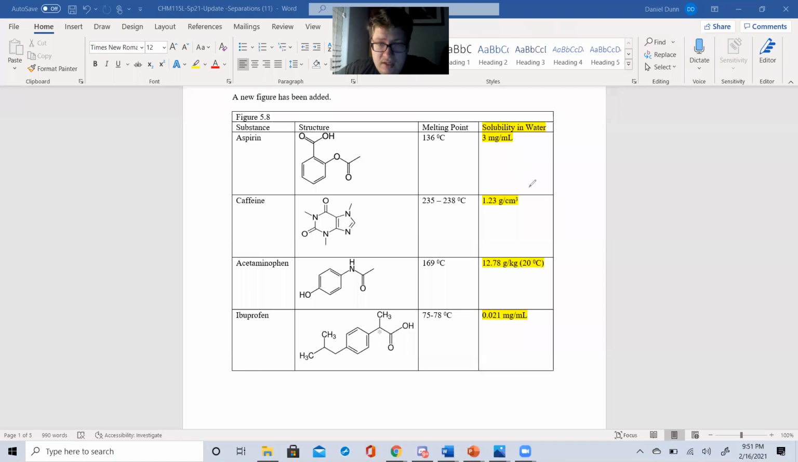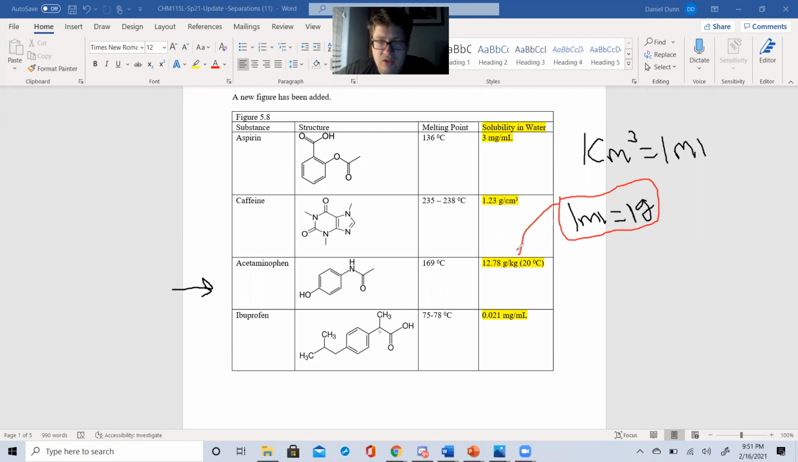But I'll let you know that 1 centimeter cubed is equal to the same thing as 1 milliliter. Here, with acetaminophen, what's really weird is that, hey, I give you grams over grams. What does that mean? Well, 1 milliliter of water is equal to 1 gram. That's the density of water. So knowing that, you can use the density of water at 20 degrees Celsius to change the kilograms to grams and then change that straight over to milliliters. That's what you would do.